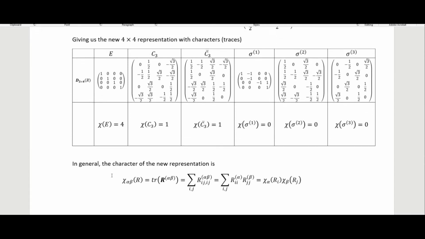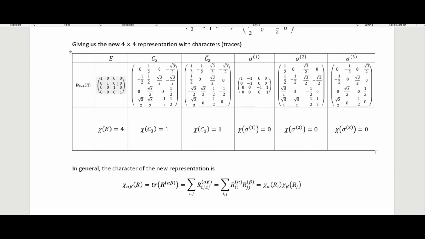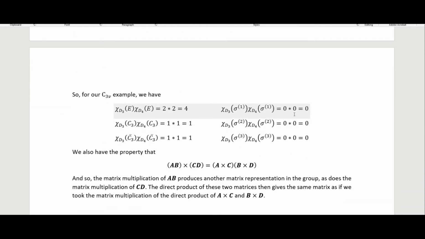That should make sense because in our C3v, remember, in our E column, we have a 2. Our two C3s are 1, because 1 times 1 is 1. And then 0 times 0 is 0 for these. So for the C3 classes, remember, we had a 1, and then for the sigma classes, we had the zeros there. We can actually look at that here. We have the 2 times 2 equals 4, and so on.